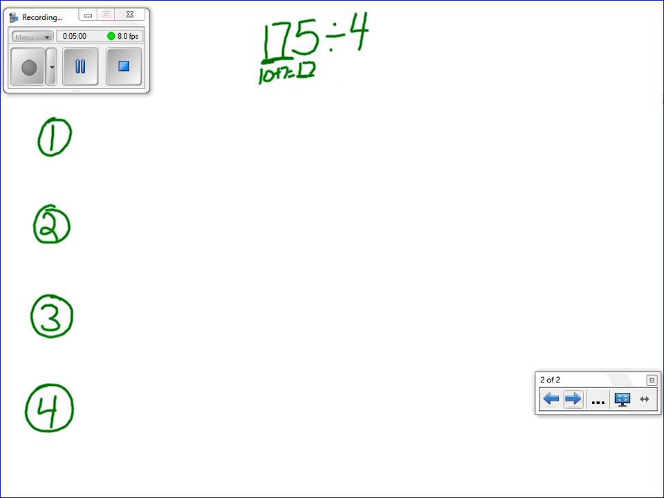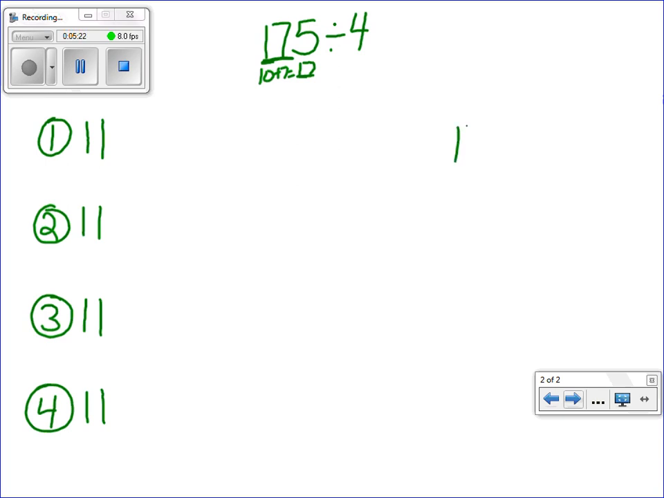Now, I can do that. I could share 17 objects with 4 groups. Now, it's not going to be equal, but I can share it. I'm going to start off with giving each group 2 tens. So I just shared with each group 2 tens.